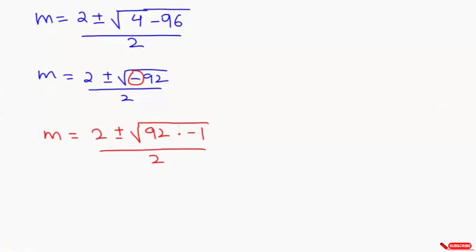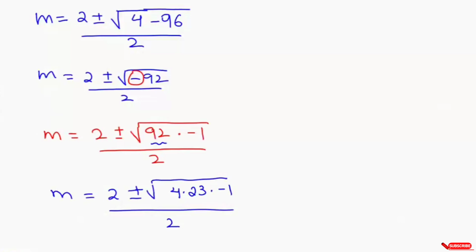Next, I'm going to split this 92, so I'm going to write m is equal to 2 plus minus root of 4 times 23 times negative 1, over 2. Now in the next step, I'm going to apply the radical rule, that is the nth root of a times b can be written as the nth root of a times the nth root of b. Same as here, I'm going to write this in separate roots.